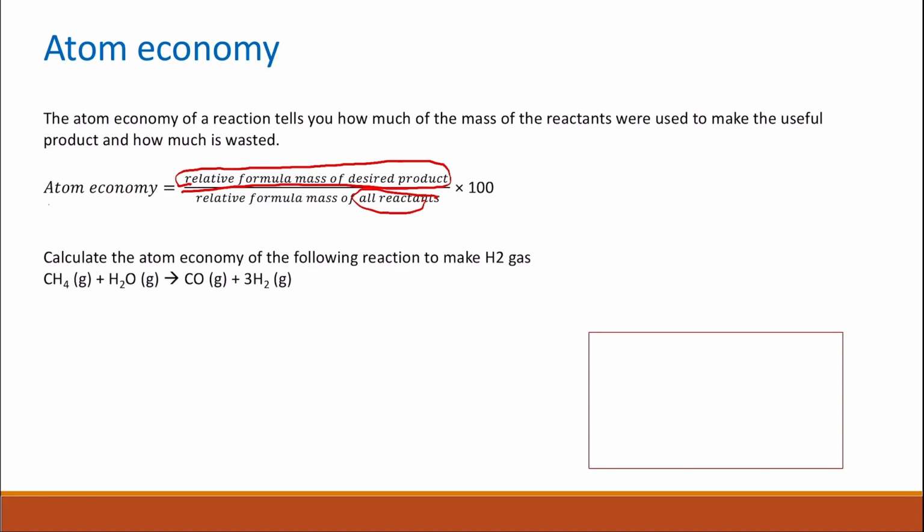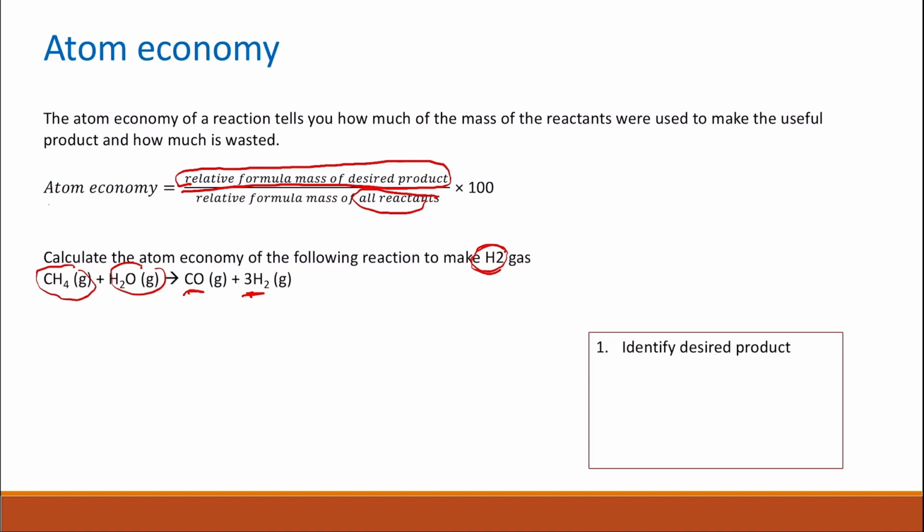Let's have an example and see how we can calculate the atom economy. We need to calculate the atom economy of the following reaction to make hydrogen gas. That means the useful product here is the hydrogen gas. The reaction is between methane gas and water to give you carbon monoxide and hydrogen. We will only focus on the hydrogen as the useful product. The first thing we need to do is identify the desired product, which is the hydrogen. The second thing, we need the equation to be balanced.